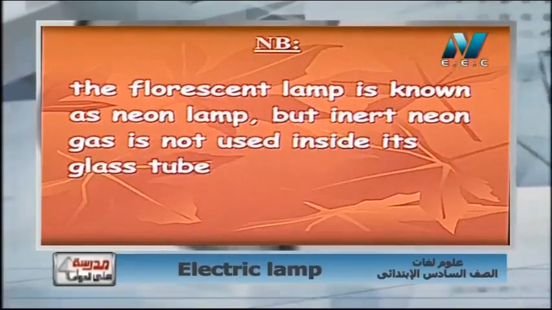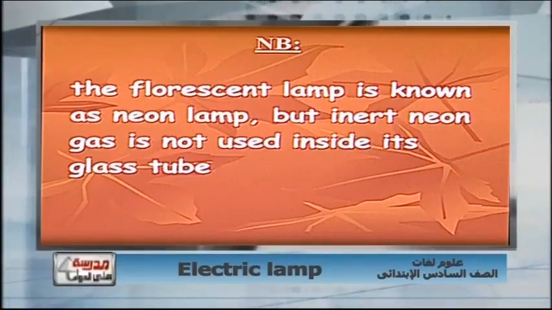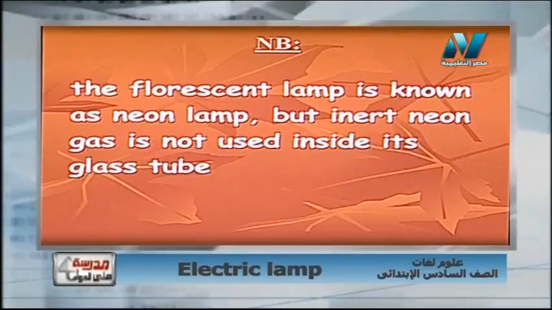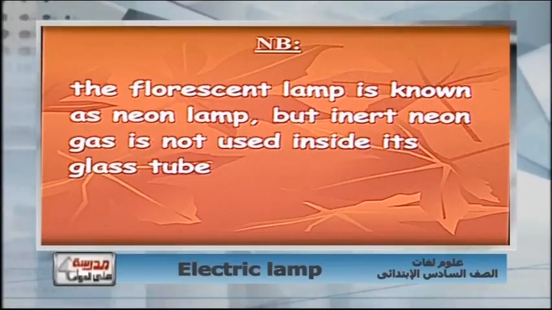So now, nota bene, the fluorescent lamp is known commercially as the neon lamp, but inert neon gas is not used inside its glass tube. The gas used inside it is argon gas, not neon gas. So we cannot call it a neon lamp; we call it a fluorescent lamp because it doesn't contain neon gas, but contains only argon gas, which prevents burning or the combustion process.